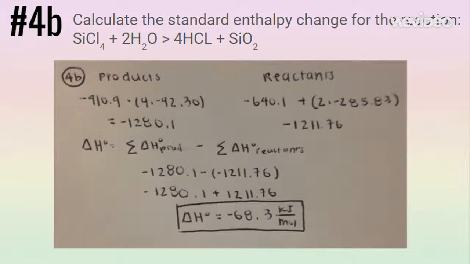For 4b, use the equation standard delta H equals sum of standard delta H products minus sum of standard delta H reactants. The sum of standard delta H products is negative 1,280.1. The sum of standard delta H reactants is negative 1,211.76. Plug in these numbers into the previously stated equation and you get negative 1,280.1 plus 1,211.76. The standard delta H of the reaction is negative 68.3 kilojoules per mole. What I did wrong in the original quiz is that I accidentally put SiCl4 on the product side instead of HCl.